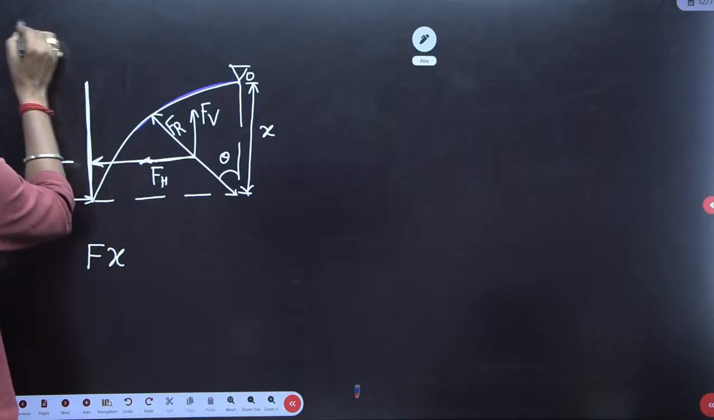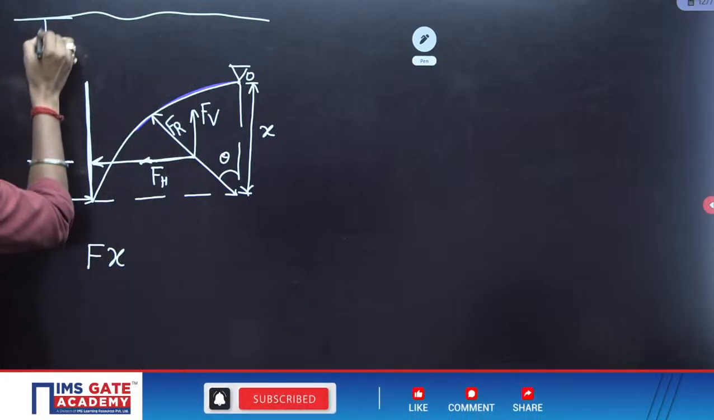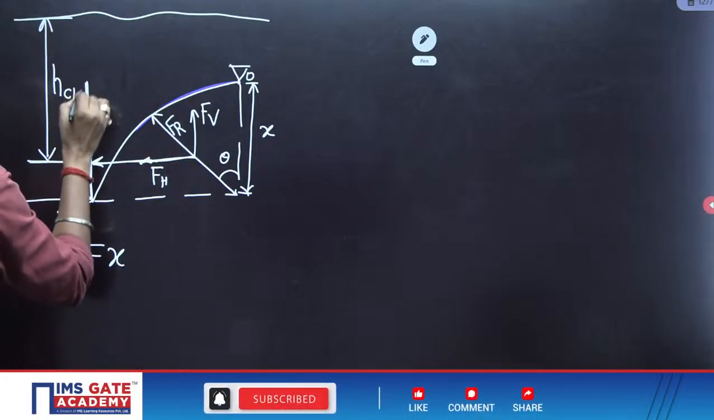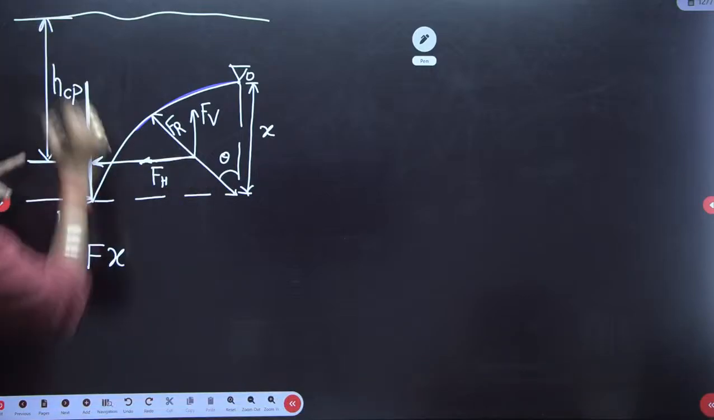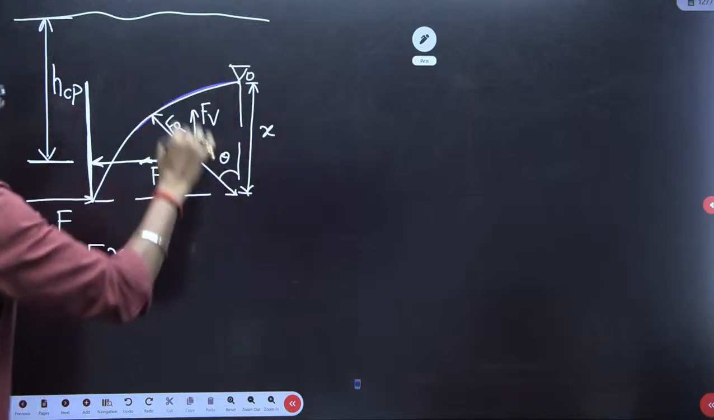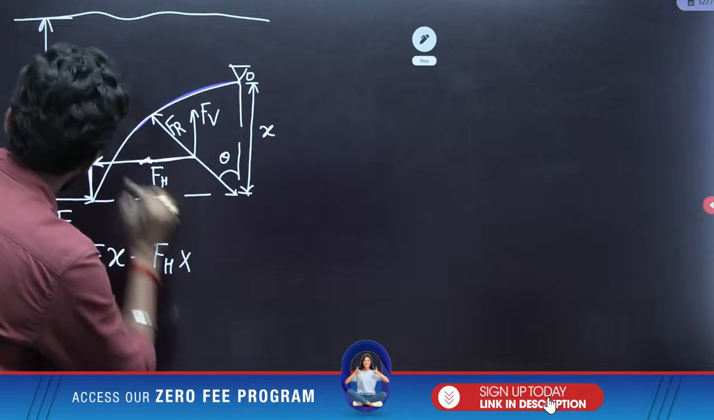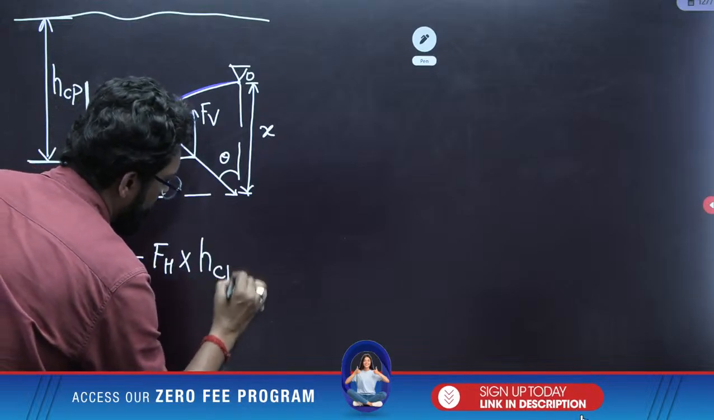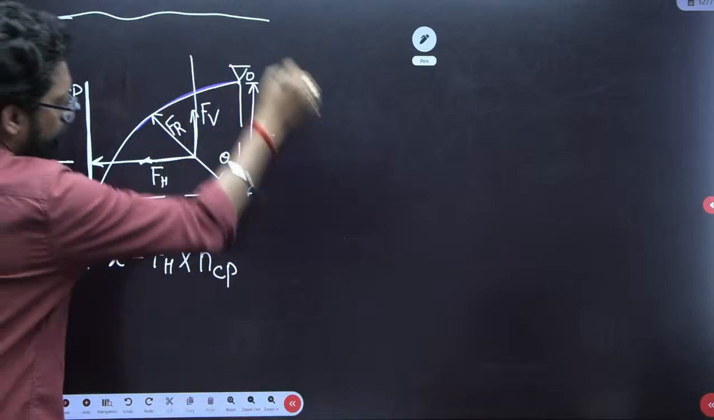So what is the... This is a free surface. So what is this height? This height is H, the center of pressure. So first calculate the center of pressure. This force into this height will create a clockwise moment. So minus FH into HCP.